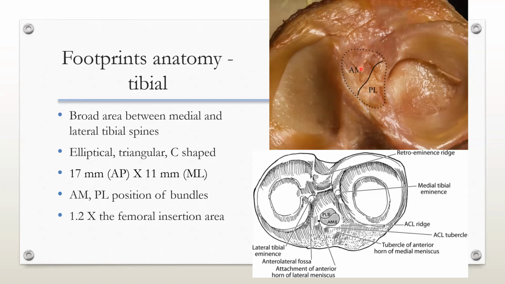As described, the bundles are described based on the location. On the tibia, there is the anteromedial bundle, which is much larger, and the posterolateral bundle. The tibial insertion is nearly 1.2 times as large as the femoral insertion.